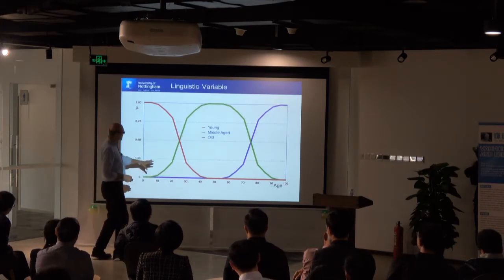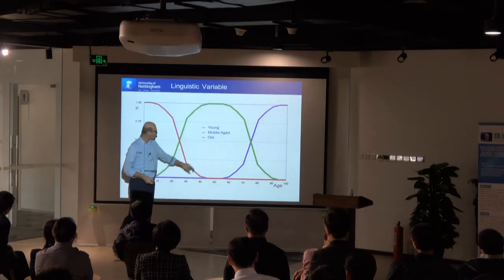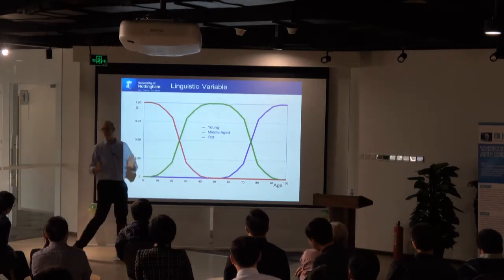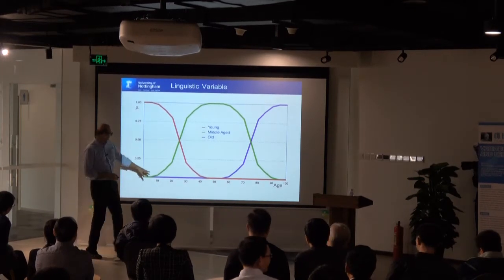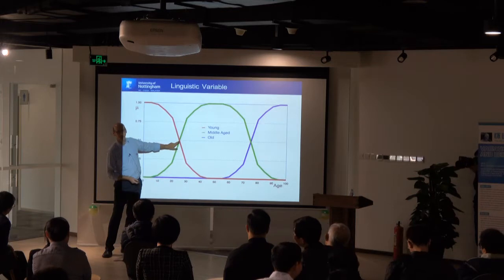And then you can have different fuzzy sets. So you can be young, middle-aged, old. And here's an example of drawing some fuzzy sets. And the way I've drawn it now is so that if you're 25, you're half young and you're half middle-aged.